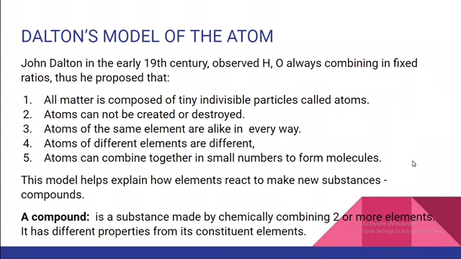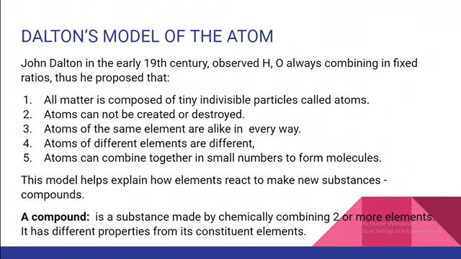Dalton's model of the atom. John Dalton in the early 19th century observed that hydrogen and oxygen always chemically combined in fixed ratios to form compounds. Hence, he proposed that all matter is composed of tiny indivisible particles called atoms. Atoms cannot be created or destroyed. Atoms of the same element are alike in every way. Atoms of different elements are different, and atoms can combine together in small numbers to form molecules. This model helps us explain and understand how elements react to form new substances called compounds.